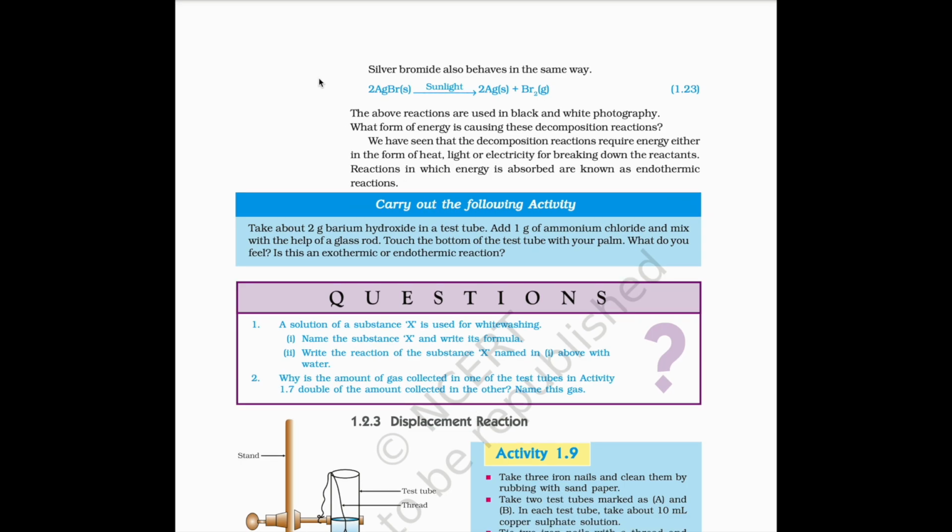Silver bromide also behaves in the same way. 2AgBr(s) in the presence of sunlight converts to 2Ag(s) + Br2(g). The above reactions are used in black and white photography. What form of energy is causing these decomposition reactions?